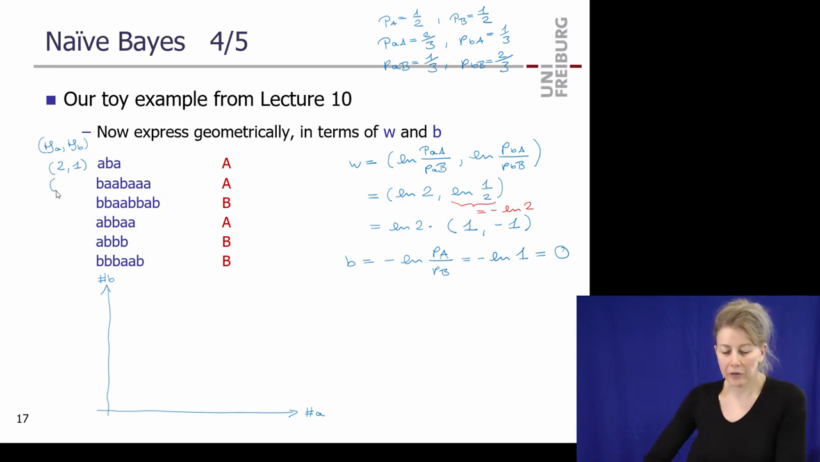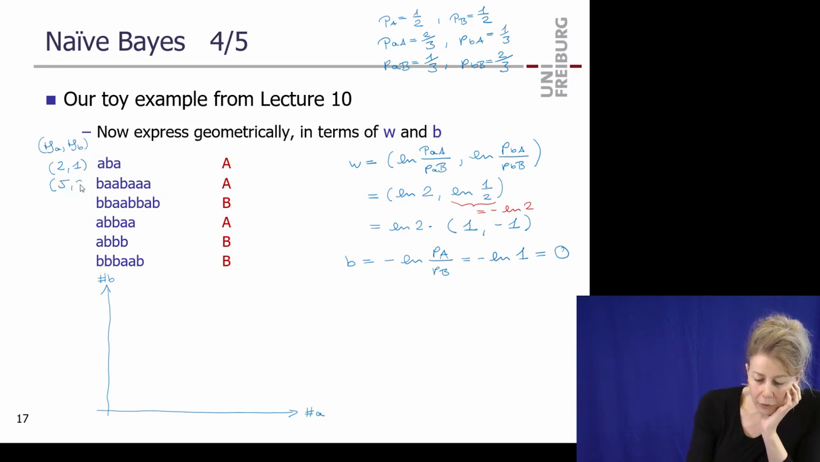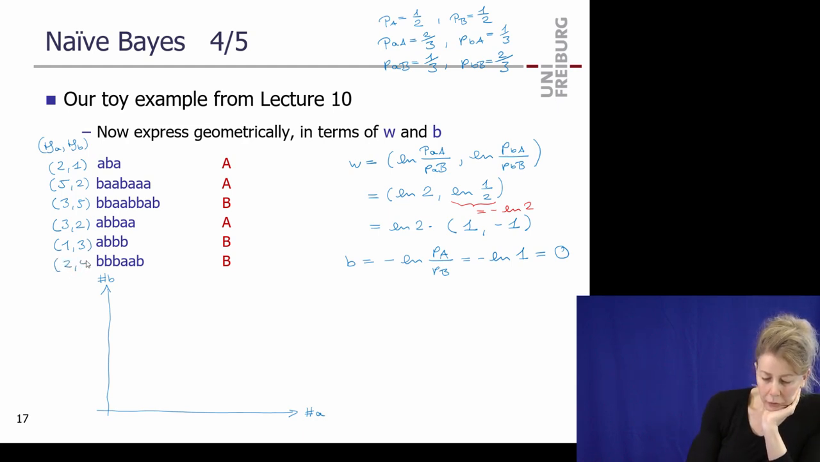You tell me the next ones. 5, 2, I agree. Next one? 3, 5. Mm-hmm, 3, 5. 3, 2. 3, 2. 1, 3. See, this is fun. 2, 4.